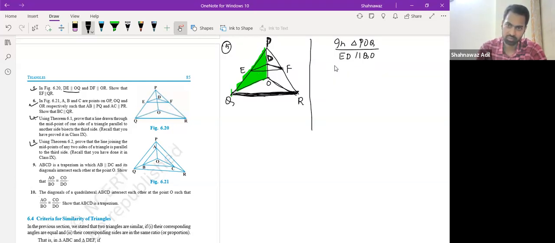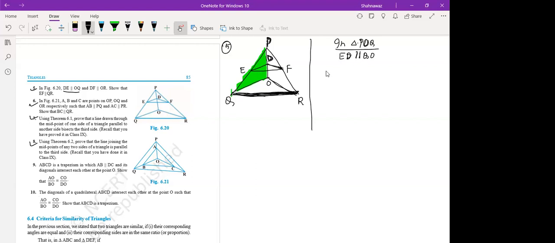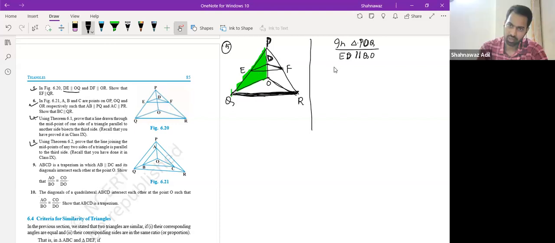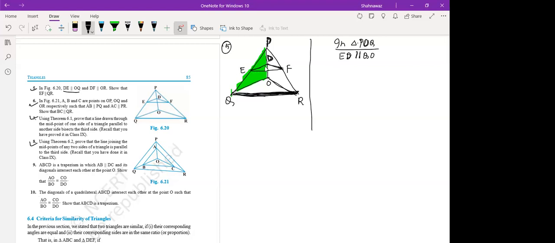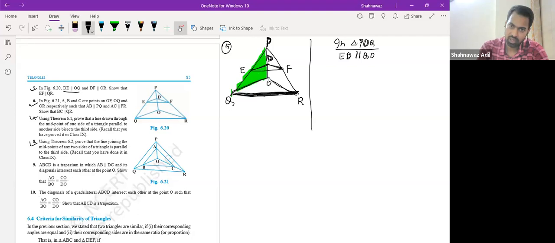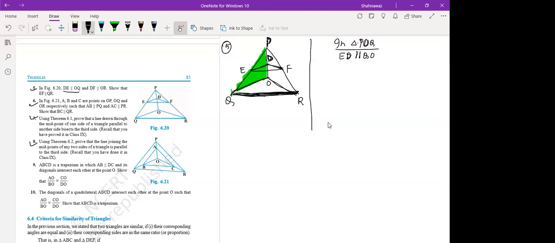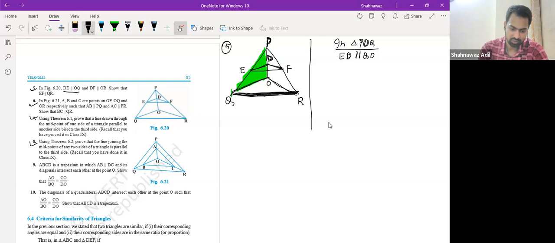Theorem 6.1. How can we write theorem 6.1? In triangle POQ, we have DE parallel to QO. So what would be theorem 6.1? These are the two parallel lines and this is the triangle, right? So what is the theorem 6.1 that we know?